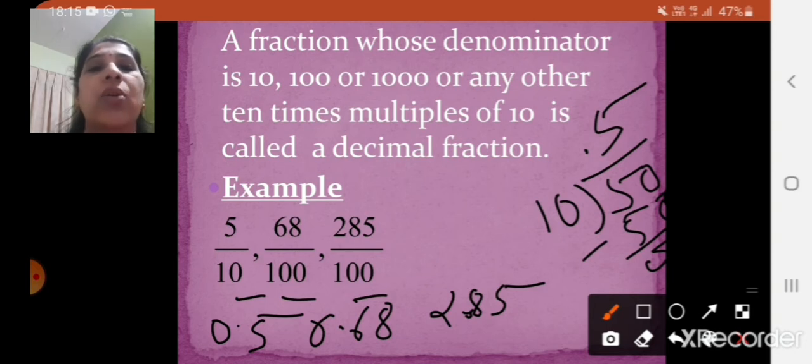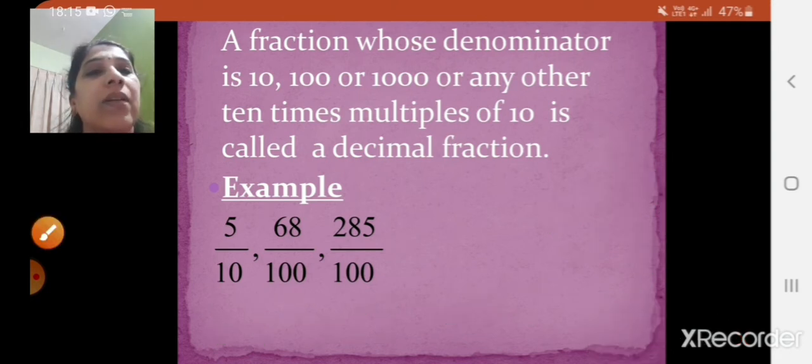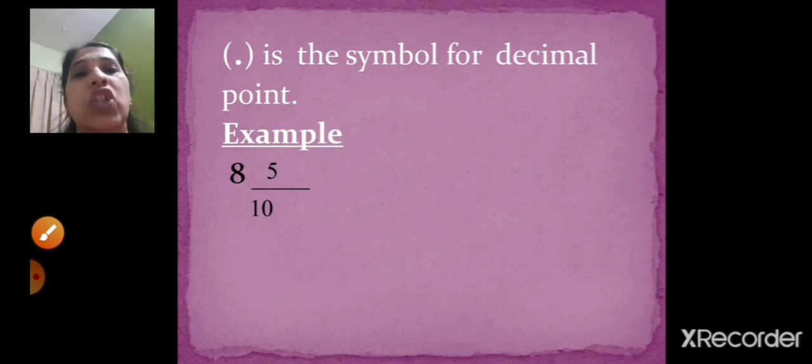In the same way you can do it for 68 upon 100 and 285 upon 100 also. But the simplest way is to see how many zeros are there in the denominator and accordingly you can decide the decimal places. Now this dot which is there is the symbol for the decimal point.